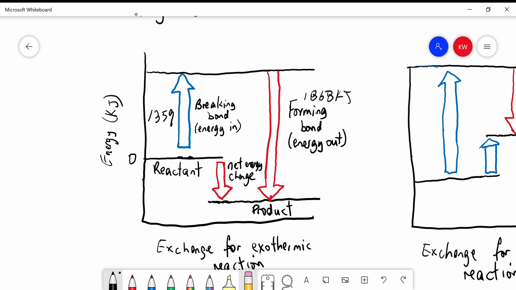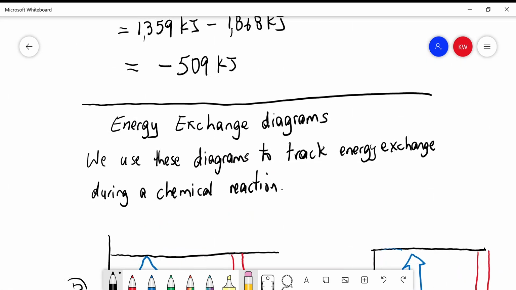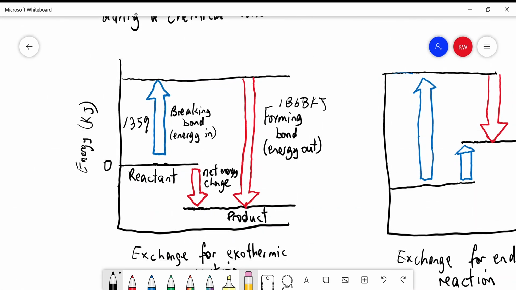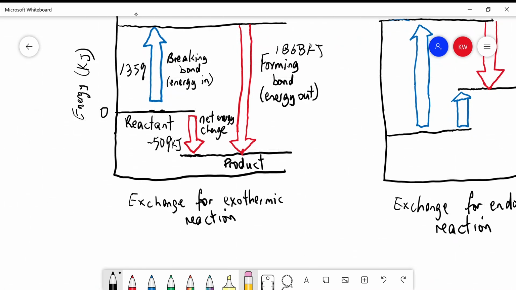So to find the net energy exchange, since this is greater than this, our product line is going to be further below the reactant line. If you subtract these values, you're going to get the same 509, and it's negative because we are below the 0. So this is minus 509 kilojoules. That's how you do an exchange diagram for an exothermic reaction.